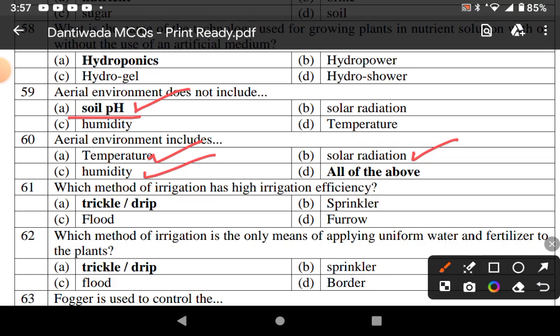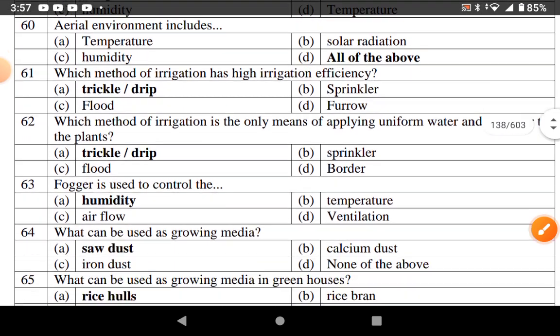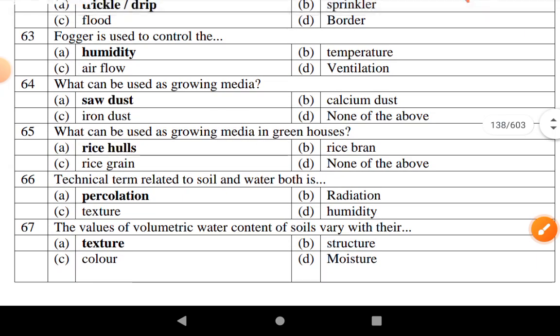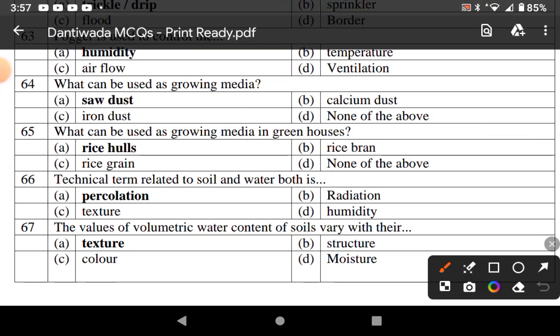Which type of irrigation has high efficiency? Trickle or drip. Which method of irrigation is the only means of applying uniform water and fertilizer to plants? It is trickle or drip. Fogger is used to control the humidity. What can be used as growing media? Sawdust. What can be used as growing media in greenhouse? Rice hull.